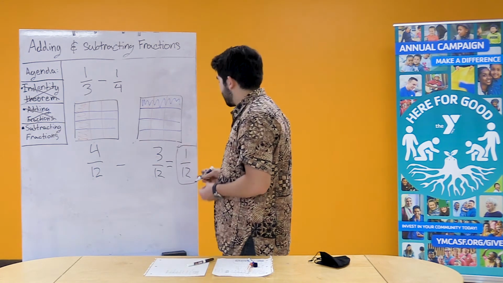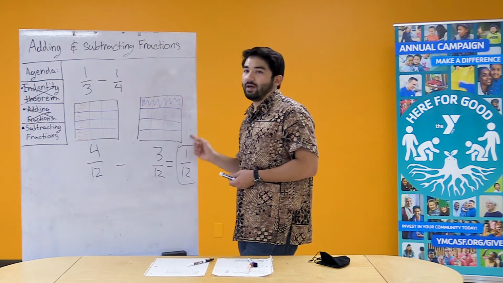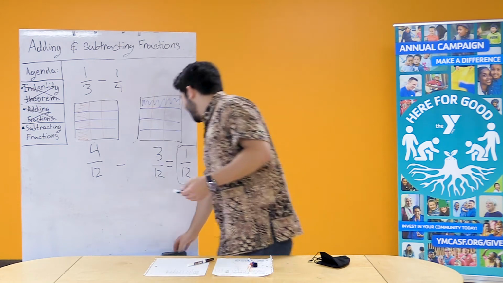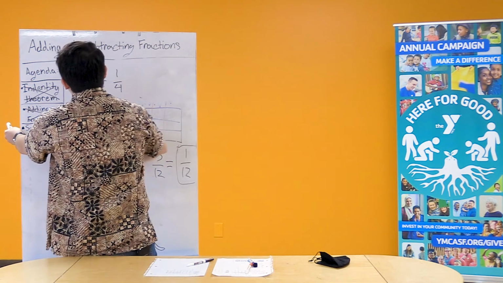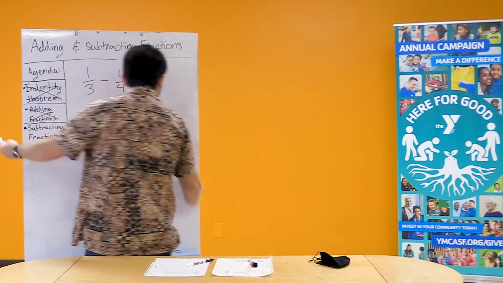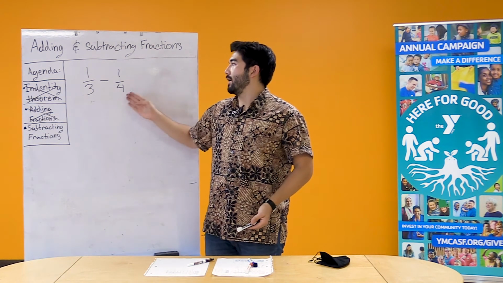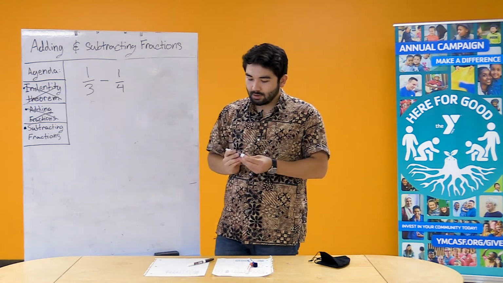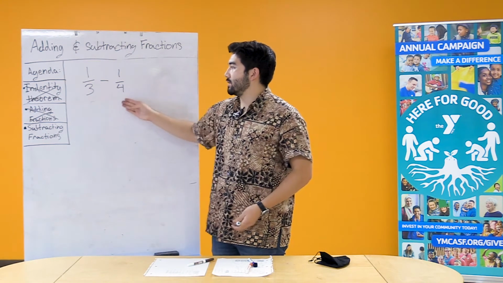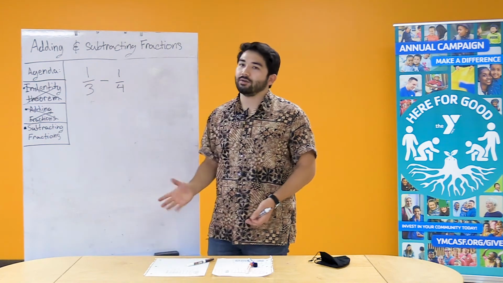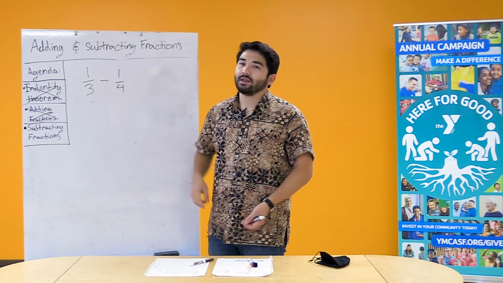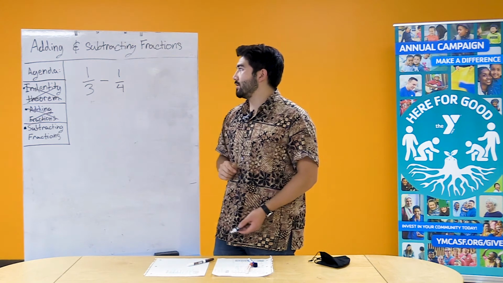Okay, so that's how we do it with our diagrams. Let me show you how to do it with arithmetic, and then we're going to call it at that. So we're going to do the same problem, except with arithmetic. So 1/3 minus 1/4 again. Just as with addition, we're going to have to multiply these 2 fractions by a number in order to change it in a way that we can subtract. The reason we can't subtract is because the bottoms are different. If they were the same, we'd be able to subtract straight across.